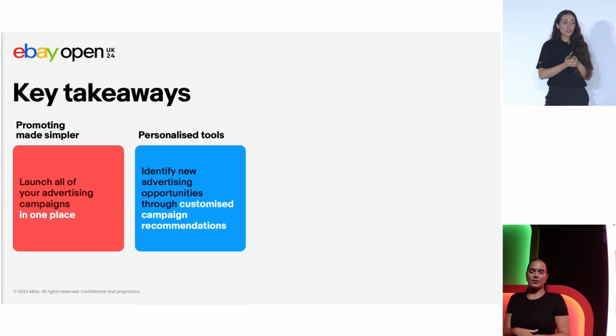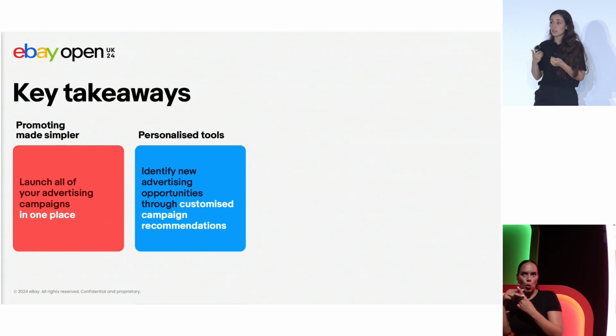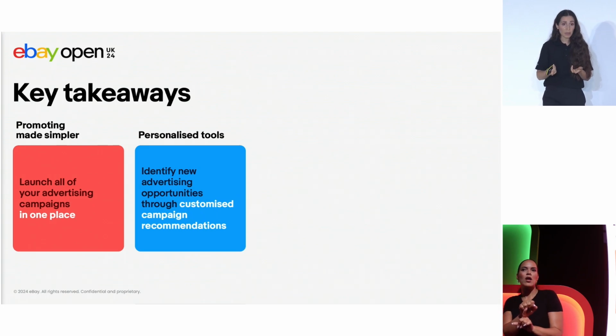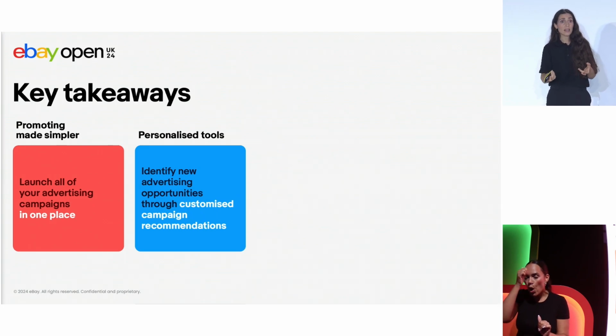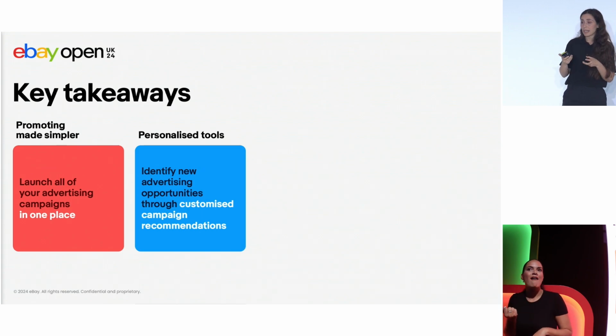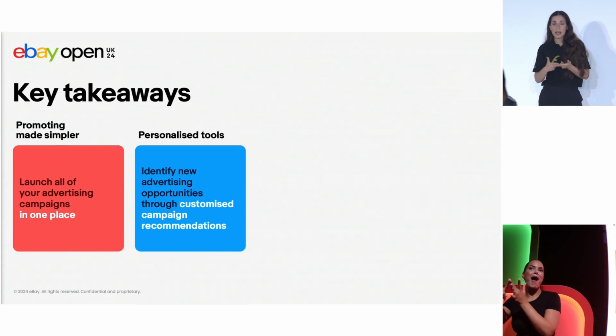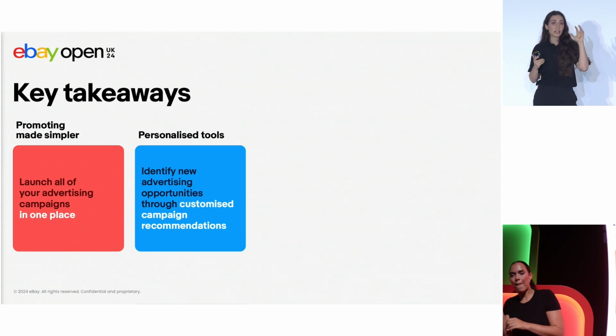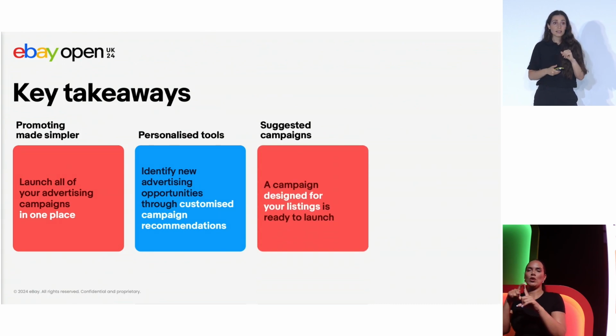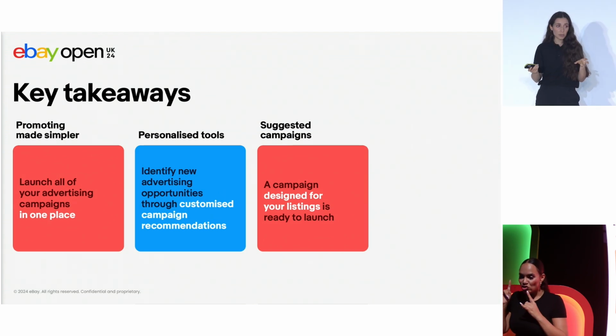We've also launched personalized tools. So this is how you can identify these new opportunities that maybe you weren't thinking about or you didn't have the time to think about through customized campaign recommendations, such as the trend-based campaigns or suggested campaigns. Those will pop up directly in your advertising dashboard. Suggested campaigns are those ready-to-launch campaigns designed on your listings and historical data. They're fully optimized and ready to go. You just need to review them and set them live.